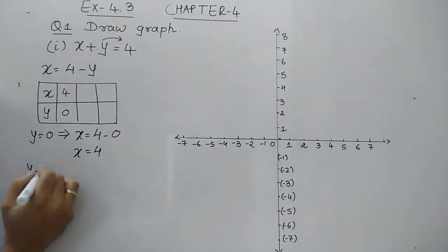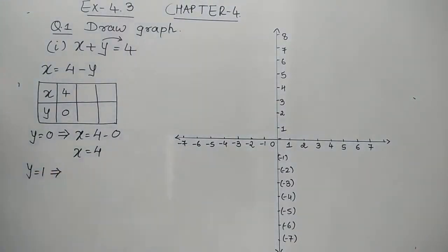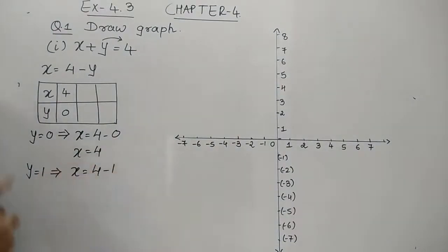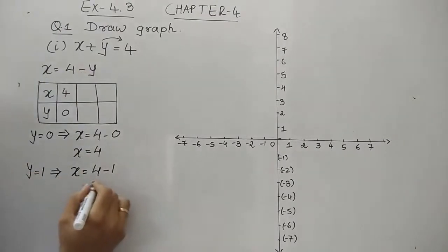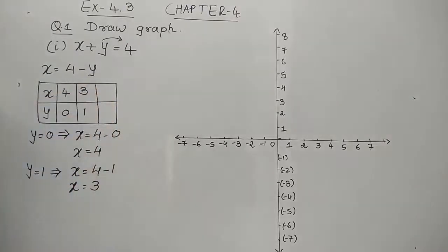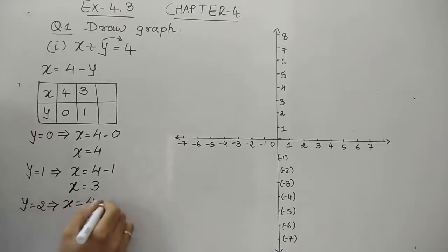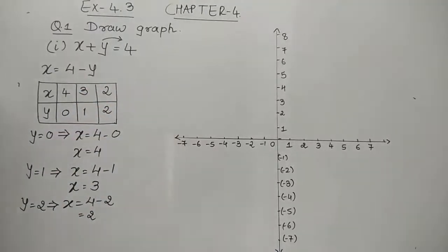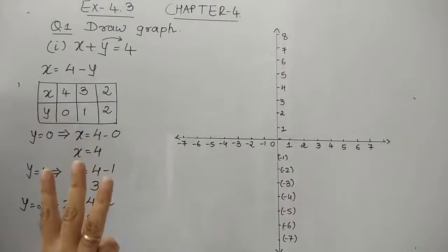Let's go for one more value of y. Y equals 1. So when I say y is 1, let's see what we obtain. Again in this equation I have substituted y as 1. So 4 minus 1 is 3. So we obtain, for y 1, x as 3. I'll go for one more value of y. Y is 2. So x equals 4 minus 2, so again I'll obtain 2. So this is the third solution we obtain. 3 solutions we obtain.